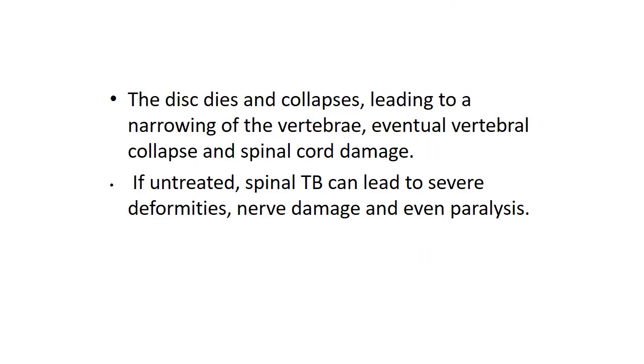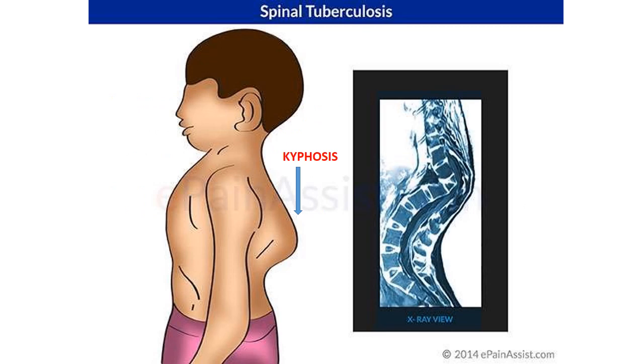So the disc dies and collapses, leading to a narrowing of vertebrae. Eventually, the vertebral column collapses and the spinal cord is damaged. And if this process remains untreated, spinal tuberculosis can lead to severe deformities, most commonly kyphosis, and neurological loss, even paralysis. So here you can see the most common deformity from spinal tuberculosis is kyphosis or gibbus.